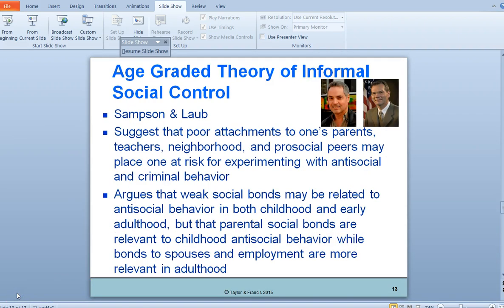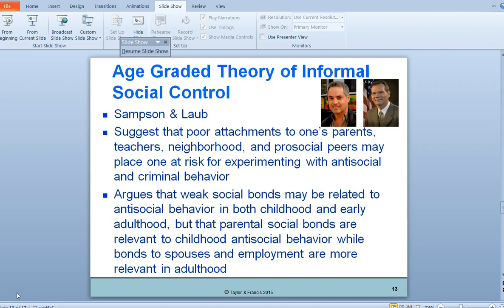And Sampson and Laub, they coined the age-graded theory of informal social control. So make sure you understand we're looking at informal ways of causing behavior. They suggest that poor attachment to one's parents, what does that sound like? Teachers, neighborhood, and pro-social peers may place one at risk for experimenting with antisocial behavior.